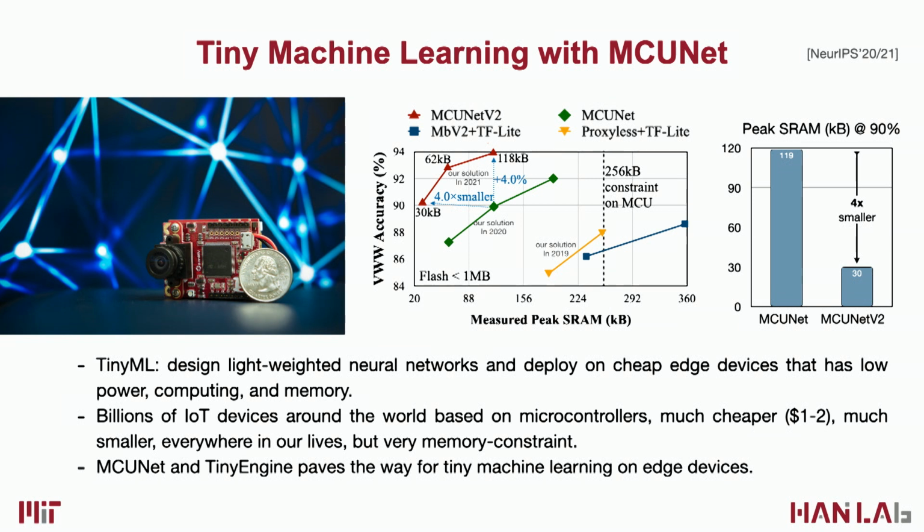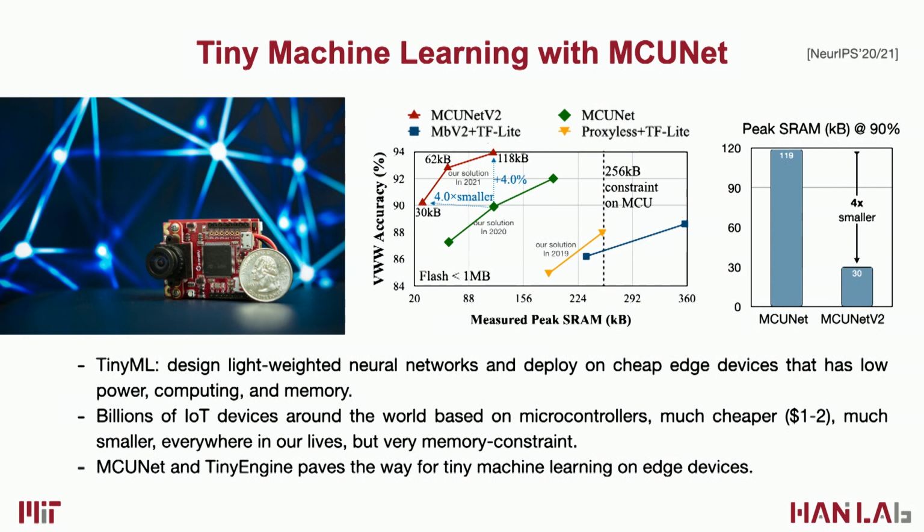So tiny ML is basically to design light-weighted neural networks and deploy them on cheap edge devices, mobile devices that have low power, low compute, low memory, and low cost. There are billions of such IoT devices around the world based on microcontrollers, much cheaper, much smaller. They are everywhere in our lives, but they are very memory constrained. We designed some techniques to deal with such memory constraint so that you can shrink large models into tiny resources.